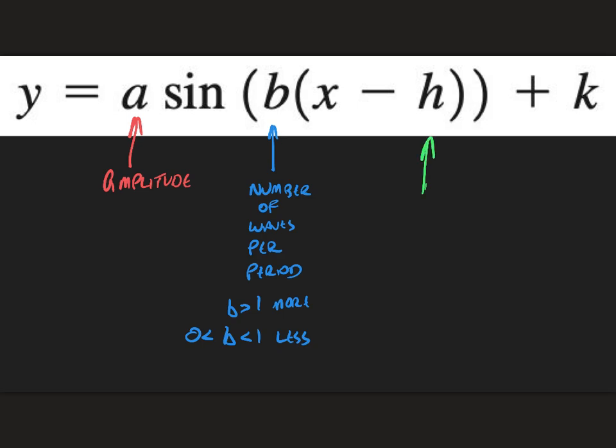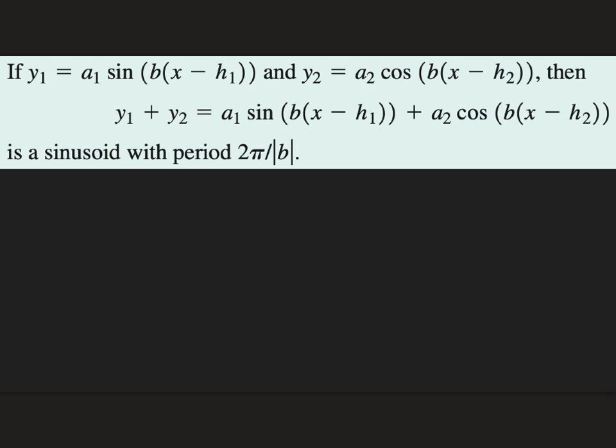If it's X minus H, it's a right shift. X plus H is a left shift. And then finally for K, if it's plus K, it goes up. If it's minus K, the graph goes down. Okay, you can read through all of this. We're going to graph these in the calculator anyway, so you'll see the effects.